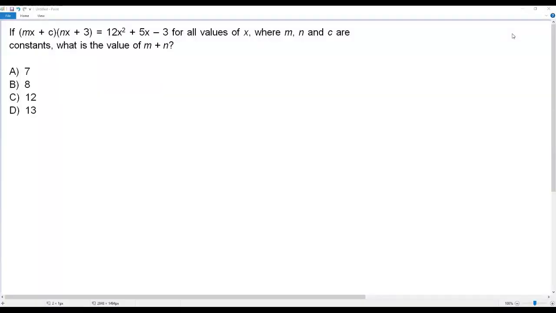Here we have a SAT math question. Okay, let's go with the information. If (mx + c)(nx + 3) = 12x² + 5x − 3 for all values of x, where m, n, and c are constants, what is the value of m + n?